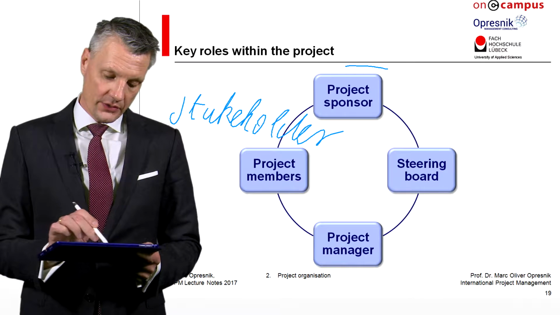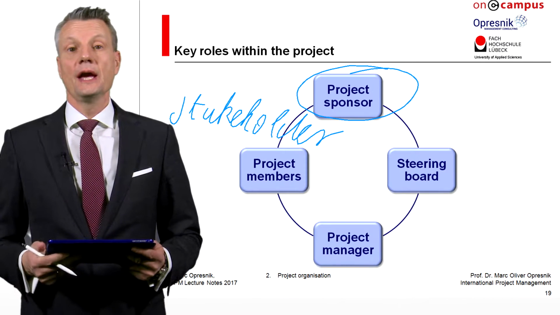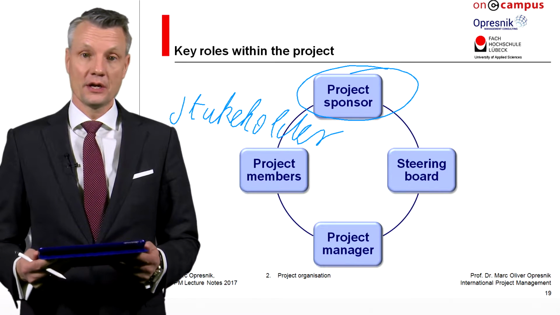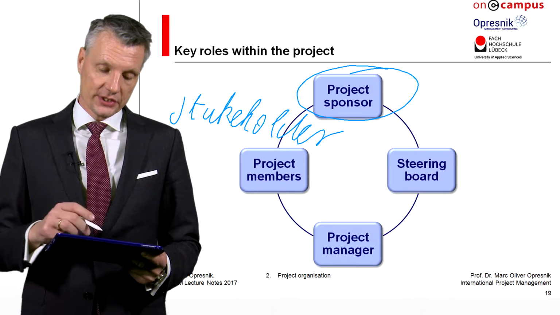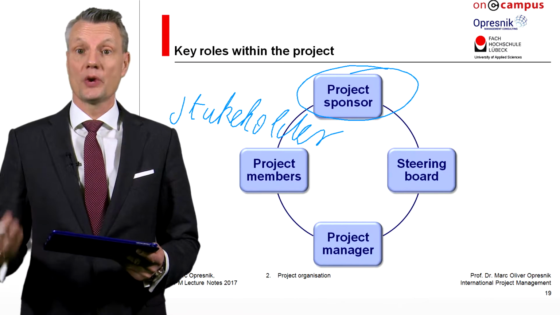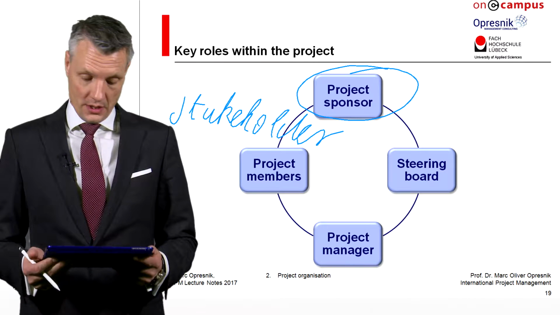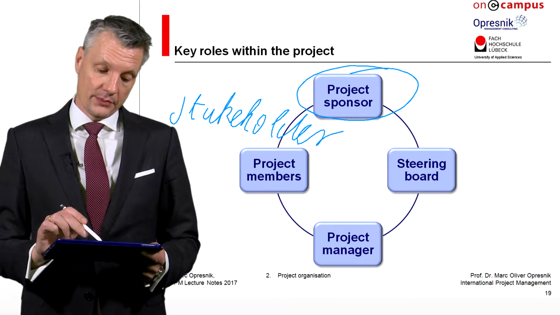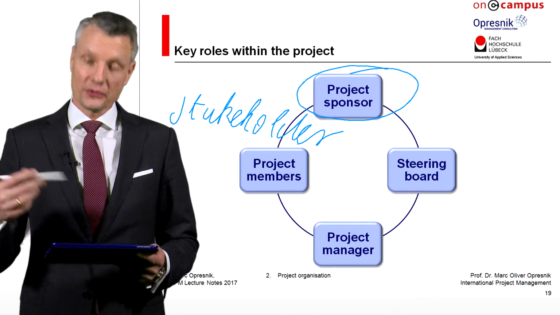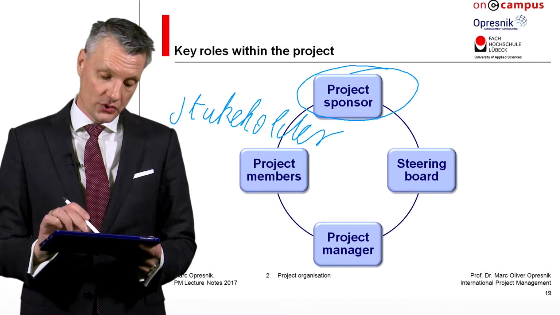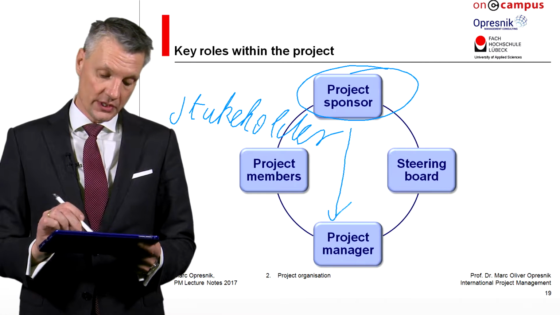First, we have the project sponsor. He's the one, or she's the one, who's initiating the project. She's coming from a department, from a line of business which has the greatest interest in the project and in the project outcome. So the project sponsor is responsible for initiating the project and setting up the project and also determining who's leading the project.